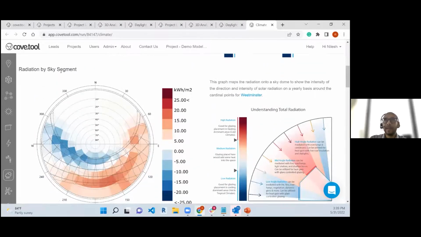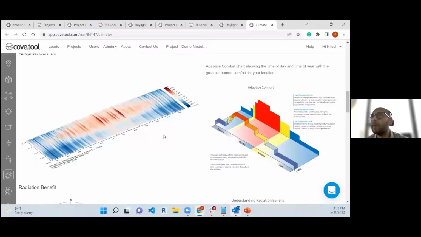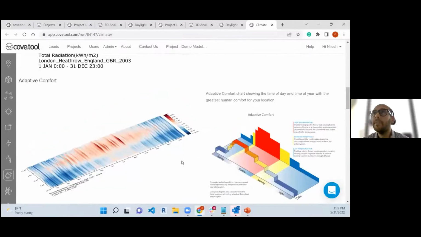Next is radiation by sky segment. It's just telling you the intensity of the sun as it moves throughout. You can see there are patches here in this specific location where the sun is kind of strong. There's a lot of radiation. You would see some blue patches where there's not much sun. But the question was about the adaptive comfort.